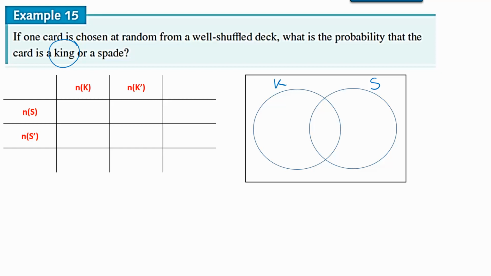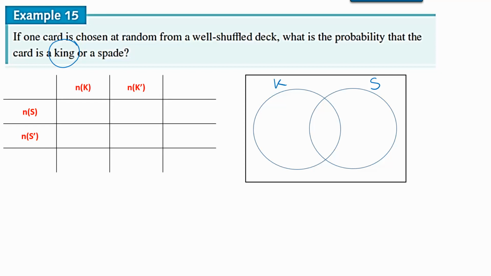There we go. This circle represents the number of cards that are kings. This circle here represents the number of cards that are spades. Now, in the center, you told me that's where they're both in common. So how many cards are there that is a king and is also a spade?